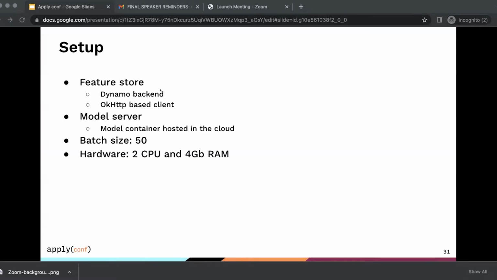All right, hello everyone. So first we'll just go over the initial setup for the testing. In this case, our feature store was using a DynamoDB backend, and we were querying the feature store with an OkHttp based client. Our model server in this case was just a container holding the model, and we just had this hosted in a cloud provider. In this case, we did keep them all within the same region in order to reduce latency as much as possible. So for the testing, like Meenal mentioned before, we're targeting a batch size of 50, and hardware in this case was about 2 CPUs and 4 gigabytes of RAM.